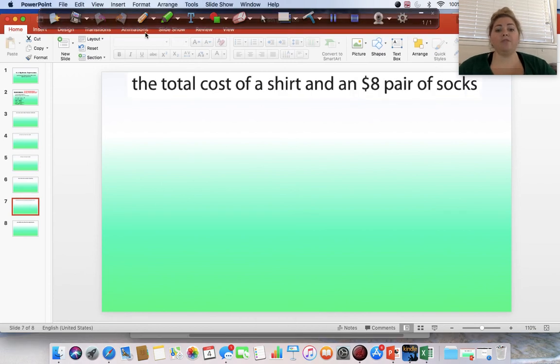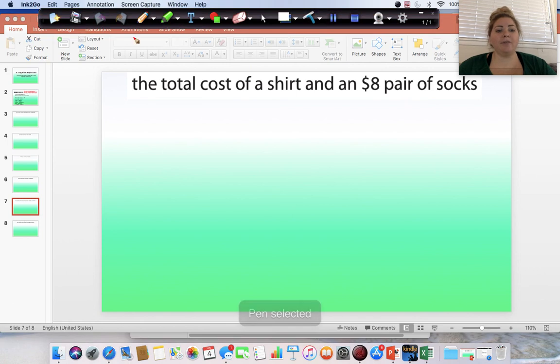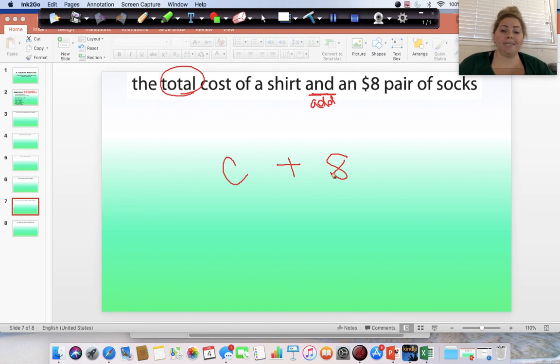The total cost of a shirt and an $8 pair of socks. So remember, when we're thinking about the total of something, we're typically going to be adding those together, right? So the total cost of a shirt, and that also helps us know that we're adding, okay, of a shirt and an $8 pair of socks. So do we know the cost of a shirt? No, so we can put C for cost of the shirt. We are adding, and an $8 pair of socks. We do know that the socks cost $8. So my expression is C plus 8.